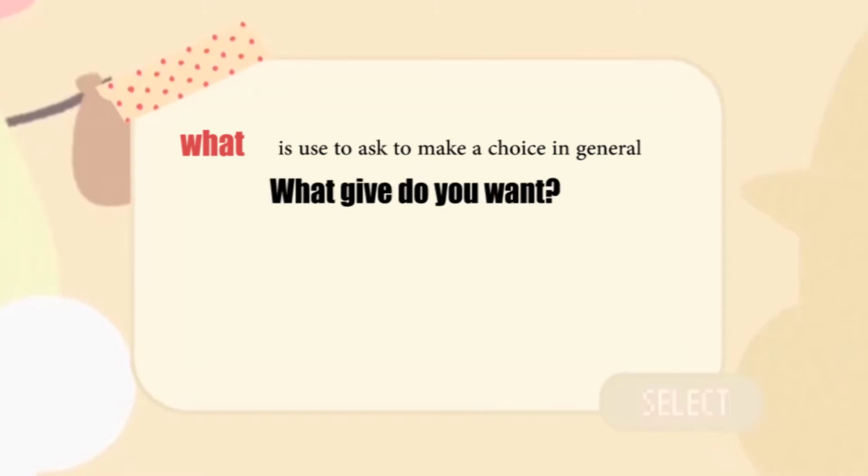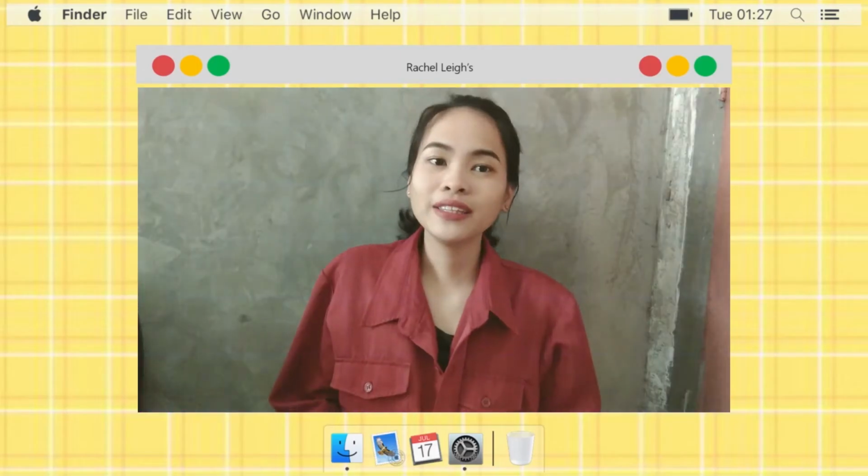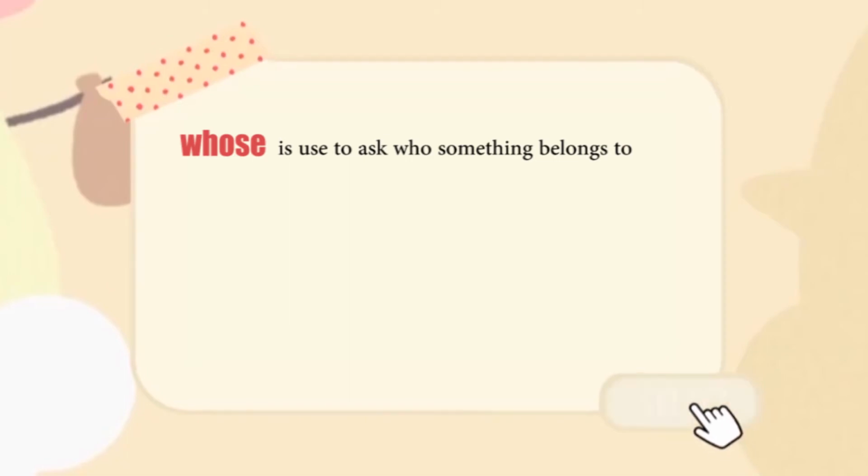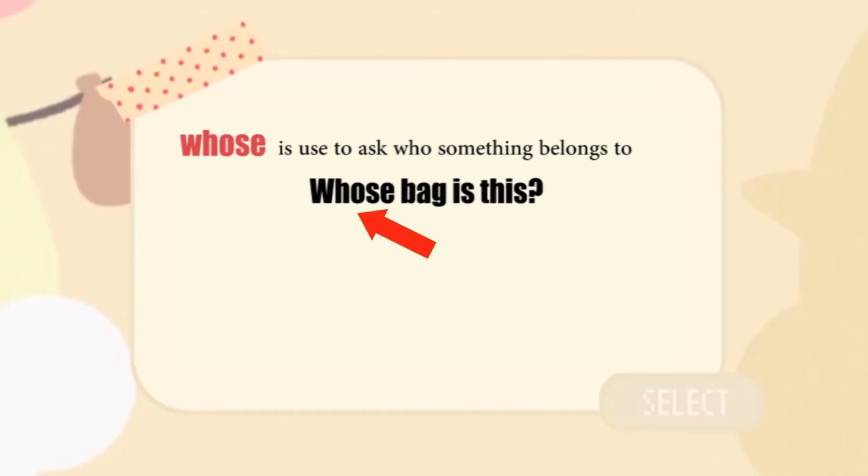For example, what gift do you want? You are not referring to something specific, you are referring to something general, so you are using what. And finally, whose is used for something that belongs to someone. For example, whose bag is this? You are asking for someone who owns the bag.